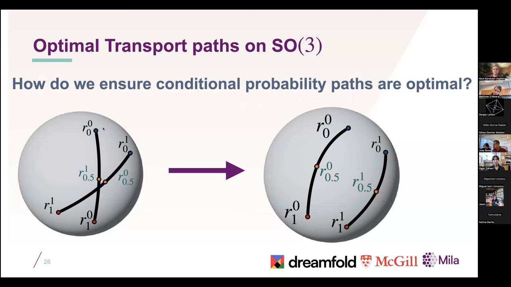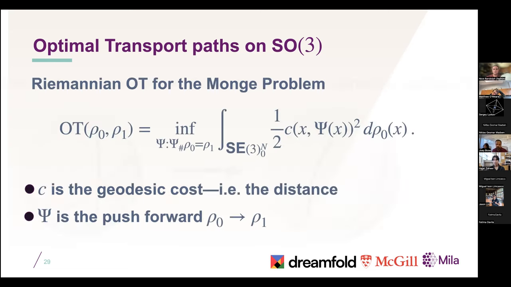Previously we were pairing random objects. We were taking one protein backbone and pairing it with a random protein, with a random SE3^N group element. But now we want to be a bit more principled about how this pairing happens. So the way we do it is that we solve this optimal transport problem on the Riemannian manifold. For Riemannian manifolds, there's an equivalent optimal transport problem called the Riemannian OT problem.